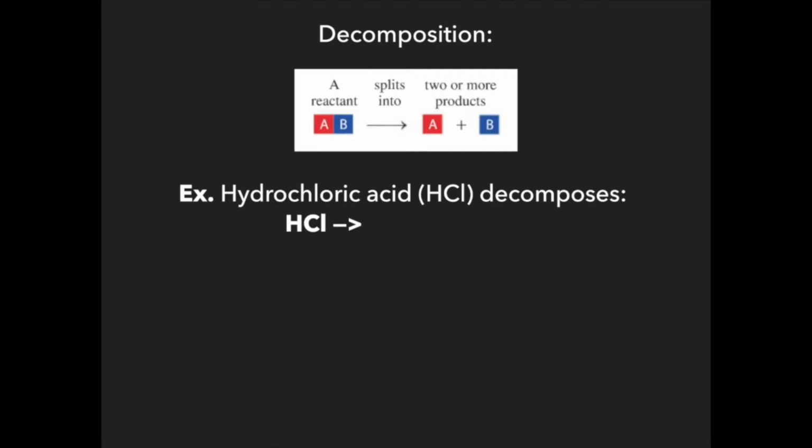Both hydrogen and chlorine, however, are diatomic. So instead of just having your products be H plus Cl, you're going to have H2 plus Cl2. And then the only thing I have to do is balance. So I'm going to put a 2 in front of HCl, and I'm done.